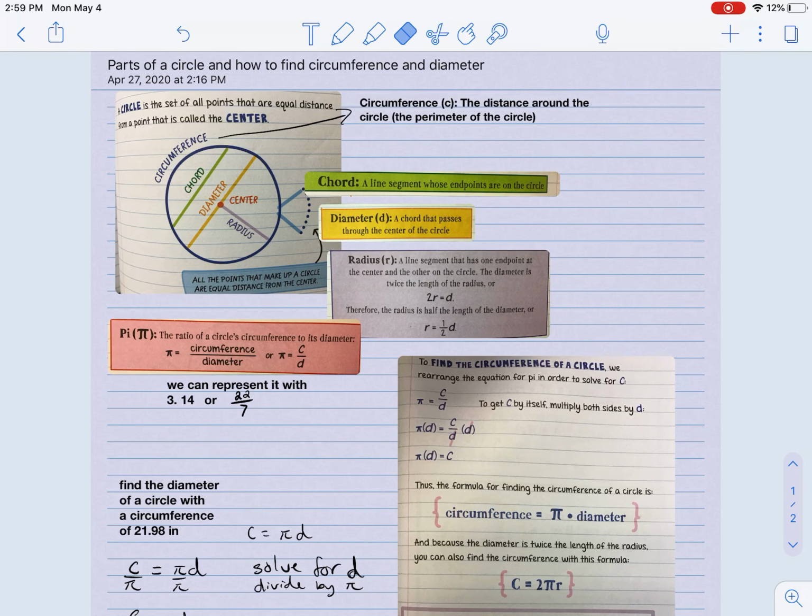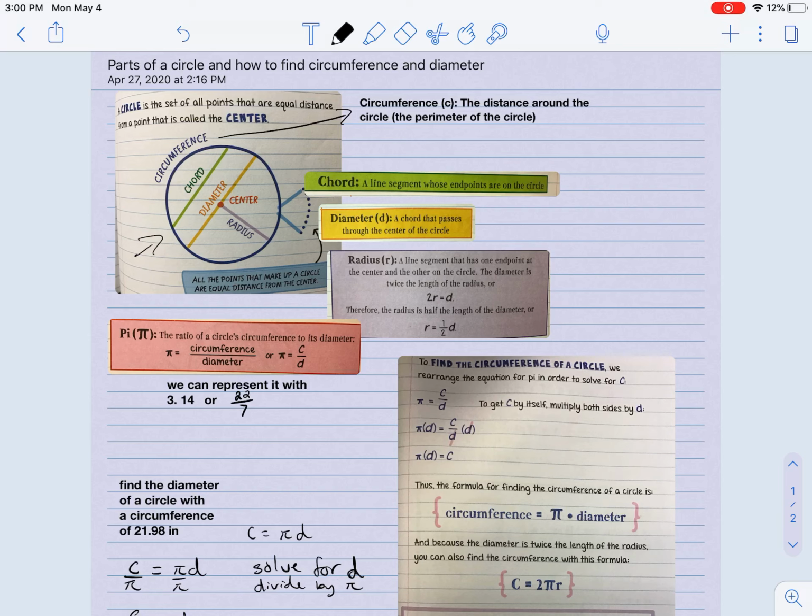All right, so looking at parts of a circle and finding circumference and diameter or radius from given information, we're going to look at the different parts of a circle. First, you'll notice the circumference. The circumference is the whole outside. It's the line that makes up the circle, so it would be the perimeter of a circle.